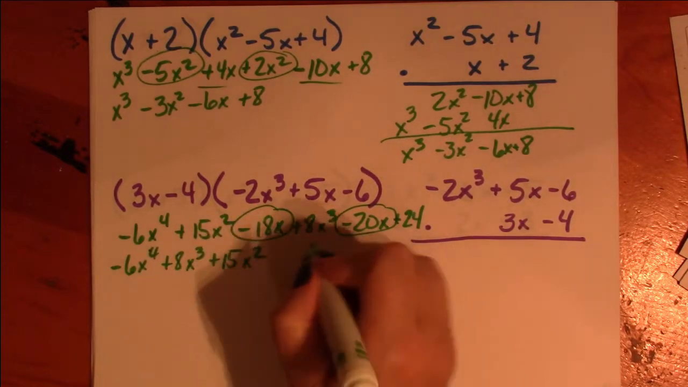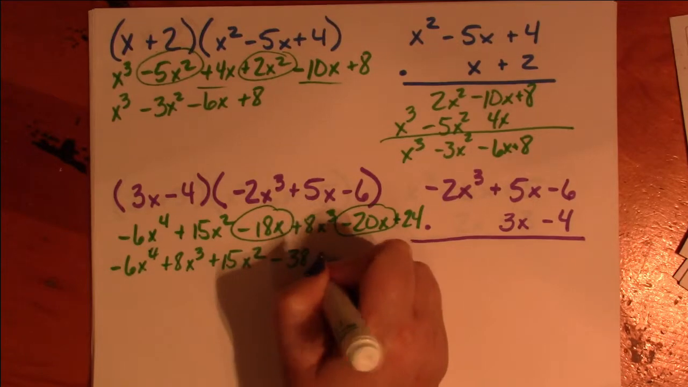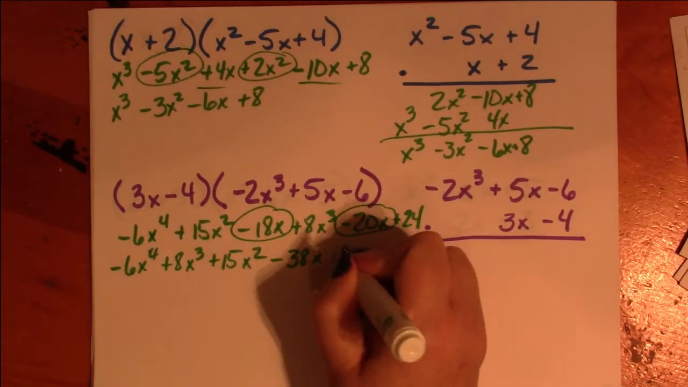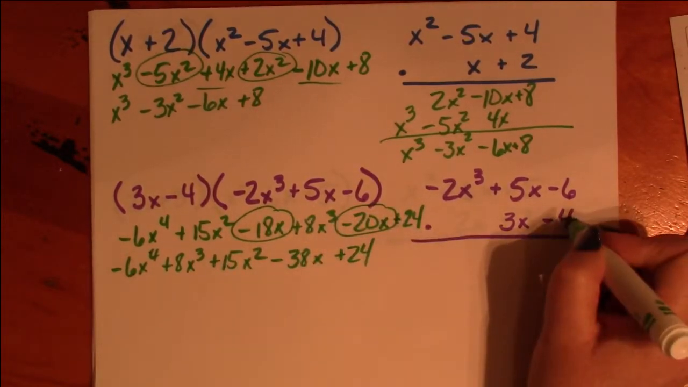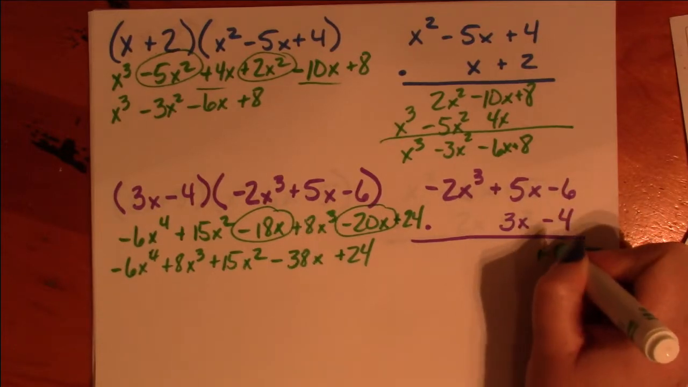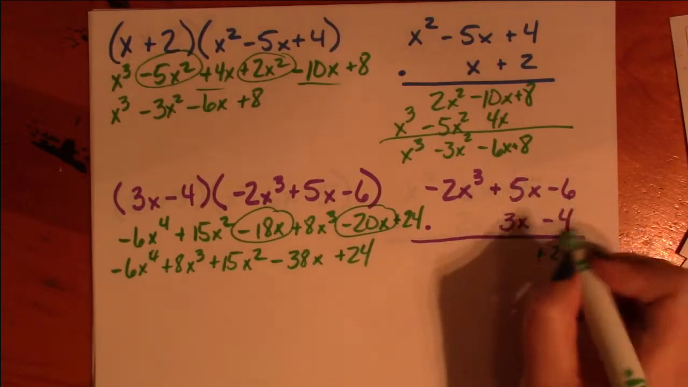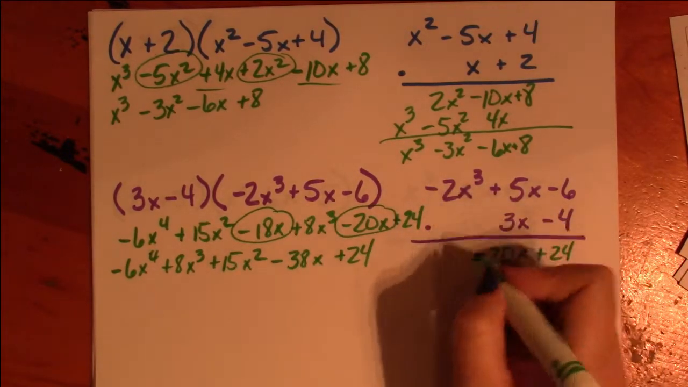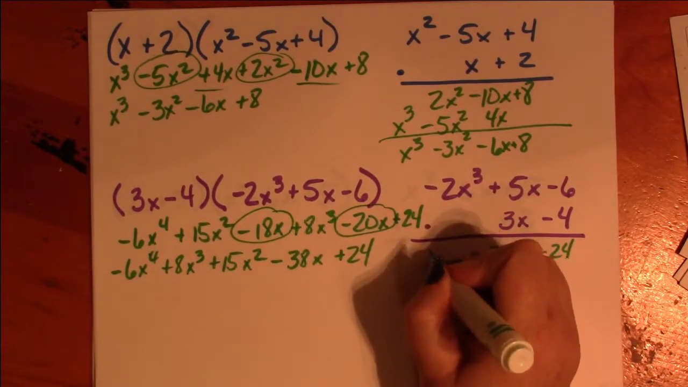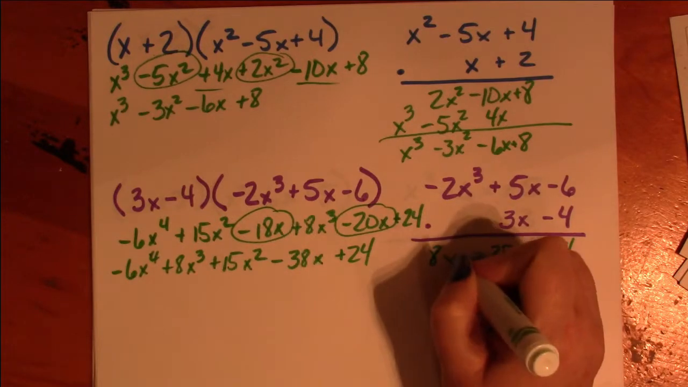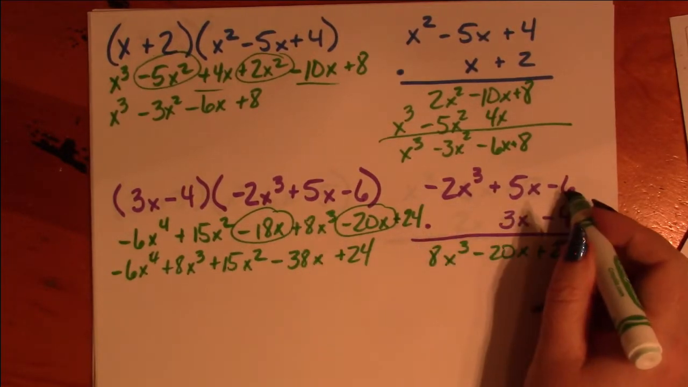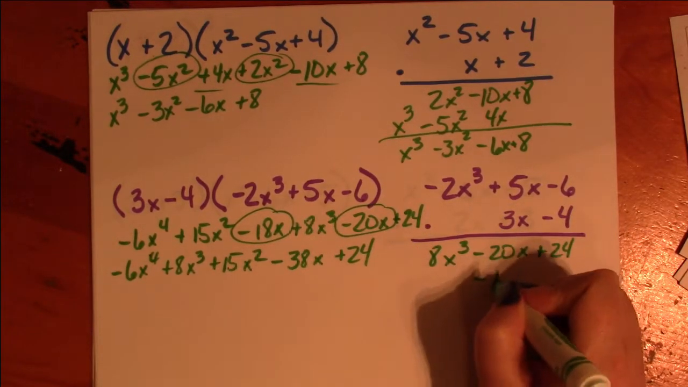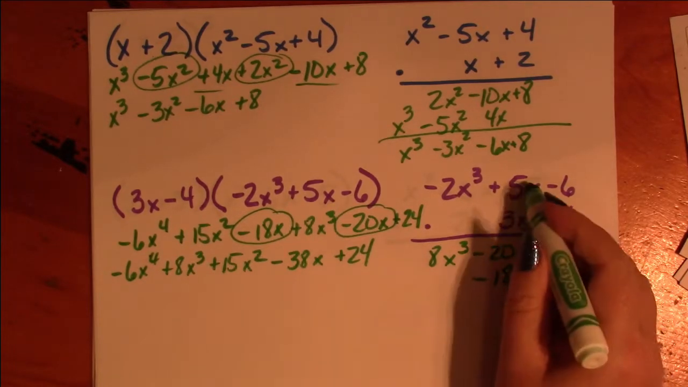15x squared and negative 38x and 24. Negative 4 and negative 6 is positive 24. Negative 4 times 5x is negative 20x. Negative 4 times negative 2x cubed is positive 8x cubed. 3x times negative 6 is negative 18x.